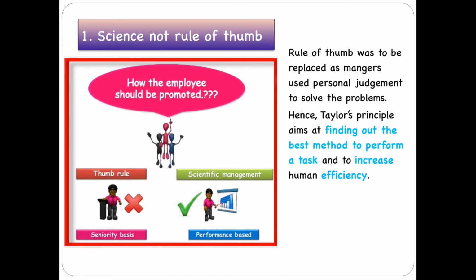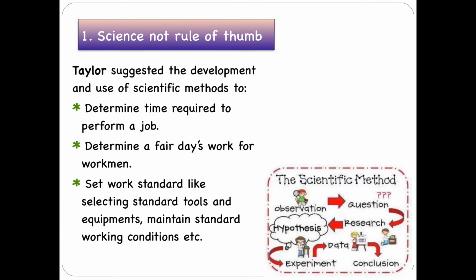Rule of thumb was to be replaced, as managers use personal judgment to solve the problems. Hence, Taylor's principle aims at finding out the best method to perform a task and to increase human efficiency. According to Taylor, rule of thumb was to be replaced by scientific method, and this method will help to find out the best way to perform the job, which will increase human efficiency. Hence, Taylor suggested the development and use of scientific methods.